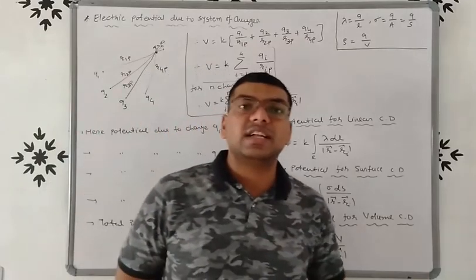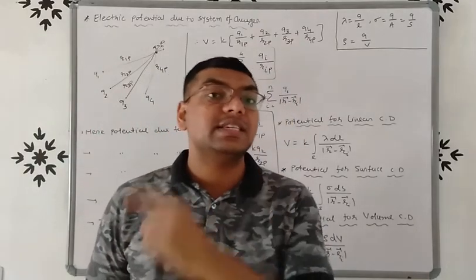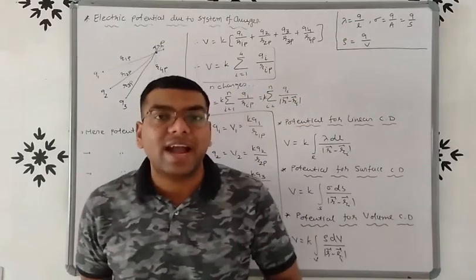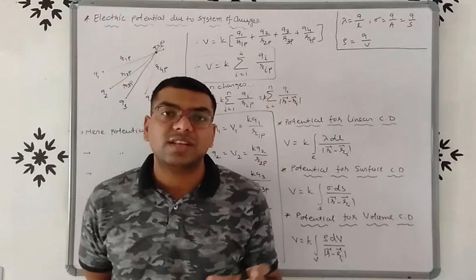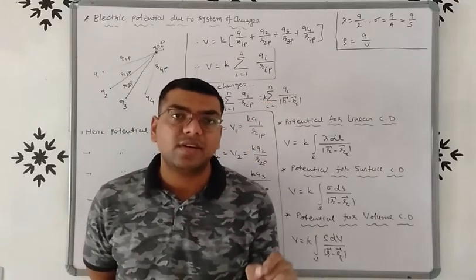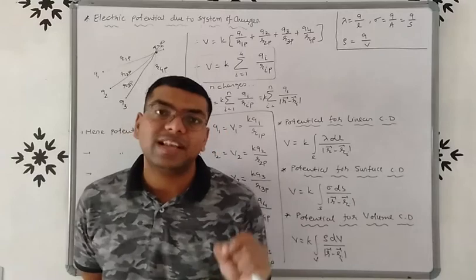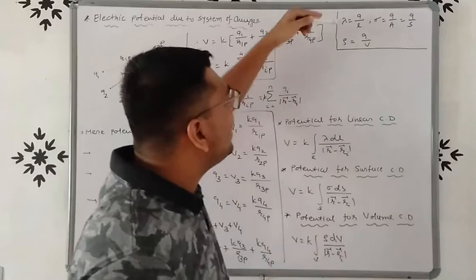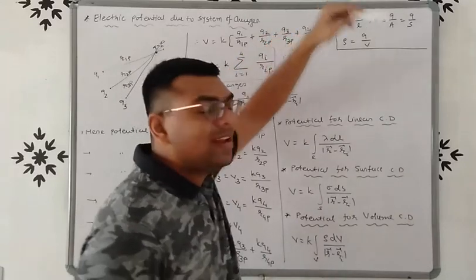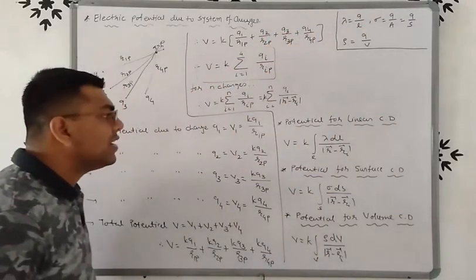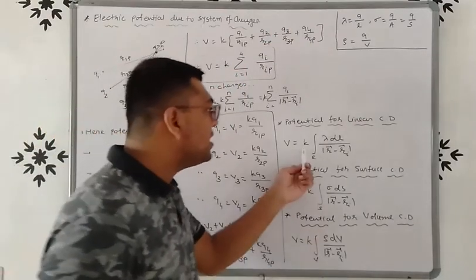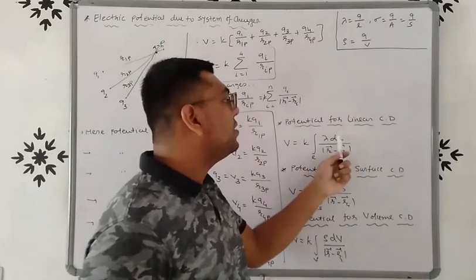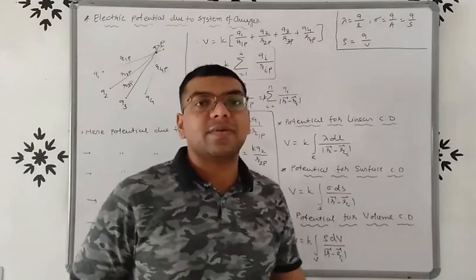For linear charge distribution, we have to consider the linear charge density, that is lambda is equal to q by l. Now to find the total potential, we have to consider a small element of charge, that is dq, and for linear distribution we consider a small element of length. So the formula will be lambda is equal to dq by dl. From the formula of potential, V is equal to kq by r, V is equal to the integral of k lambda dl upon |r minus r'|.